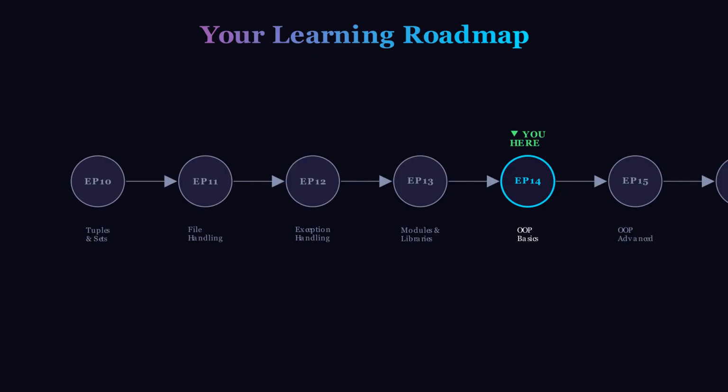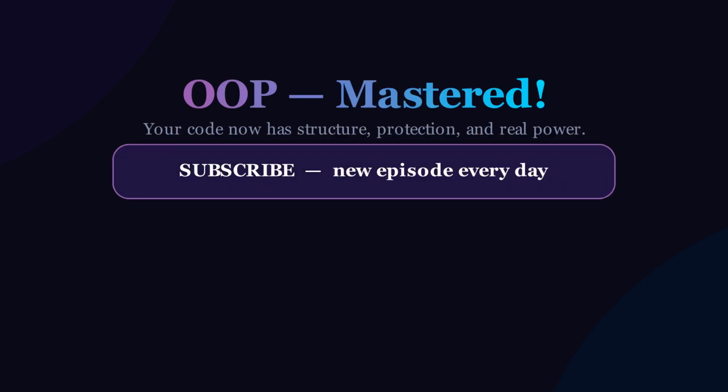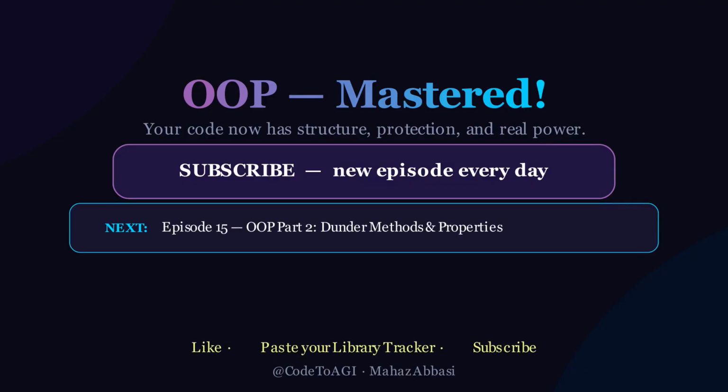In your mini project, a student grade tracker, you have now completed 14 episodes. You are writing real, professional Python. Tomorrow, episode 15. OOP Part 2, Dunder Methods, Properties, and Class Methods. See you there. Object-oriented programming, mastered. Your code now has structure, protection, and real power.